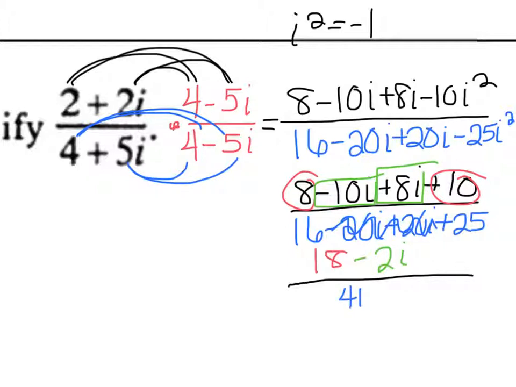Since we still have a fraction, the last thing to check for are the 3 numbers. So we're checking, do 18, 2, and 41, are they all divisible by the same number? The answer to that is no. So this would be your final answer.